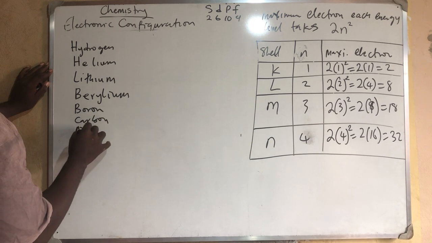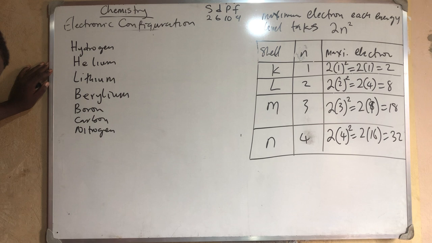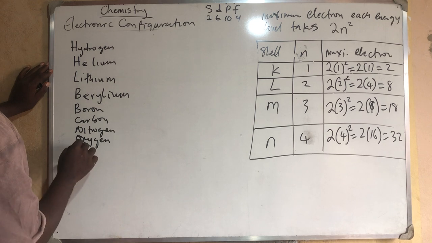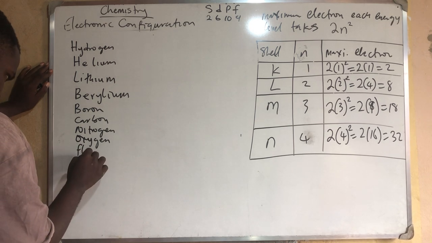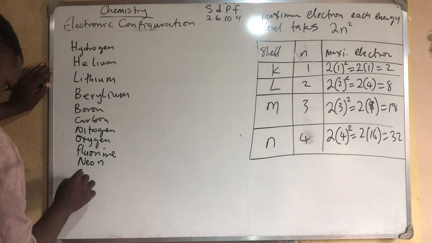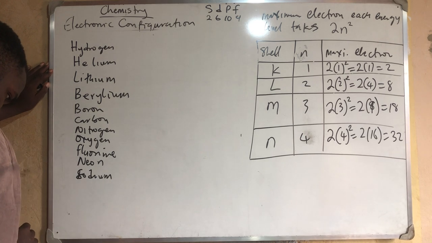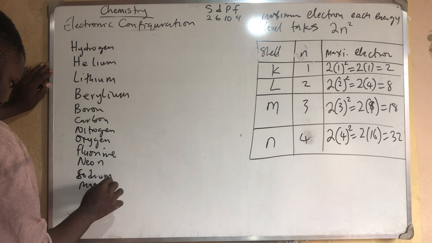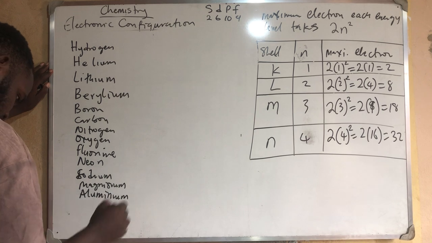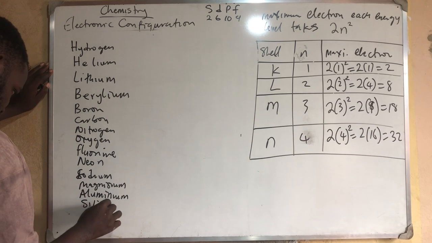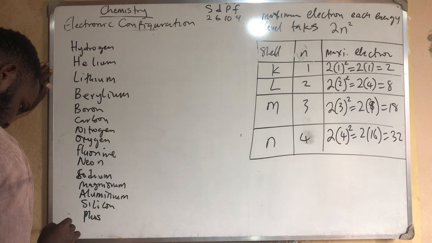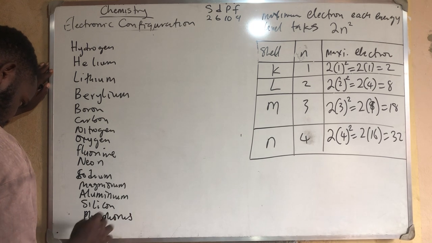Carbon. Nitrogen. Oxygen. Fluorine. Neon. Sodium. Magnesium. Aluminium. Silicon. Phosphorus. Sulfur.